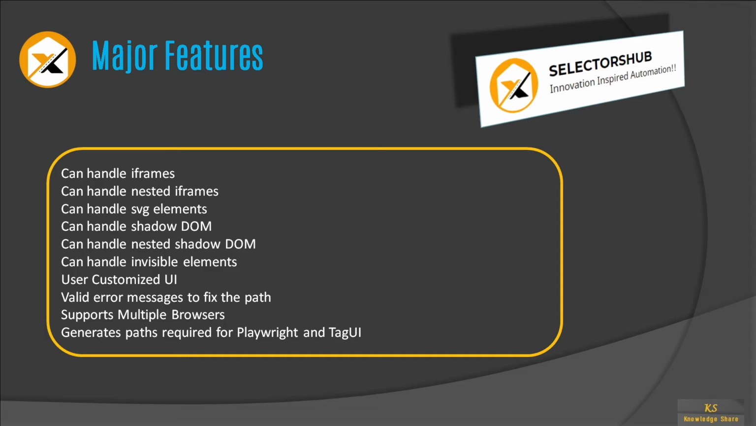So it can handle the iframes, it can handle the nested iframes, it will handle the SVG elements, which mostly appear in the dashboards like charts and dashboard pages. SVG elements are visible, so it can handle those, and it can handle shadow DOMs, it can handle nested shadow DOMs, and also it can handle invisible elements, which is a major challenge in every web application. And you can customize the Selector Hub UI as per your need. As I showed you, there are many features which you can switch off, which you can switch on, which you can hide. Everything is up to you as per your flexibility.